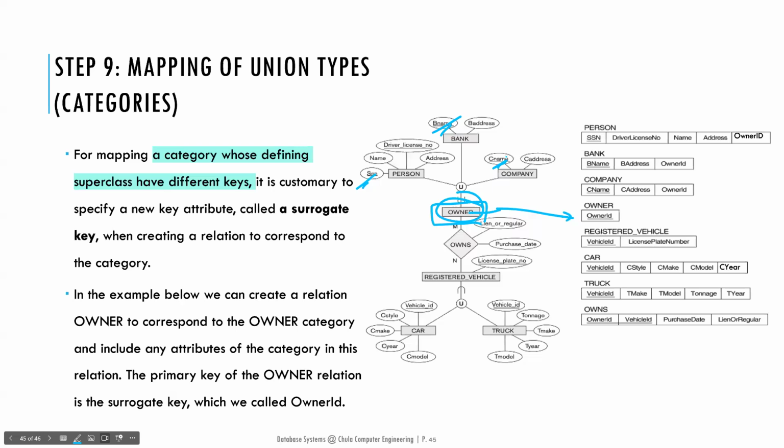Find, say, the key from its superclasses. Let's say that you have, let me write down, Person, let's say bank ID. And then you have company, right? Company as well.